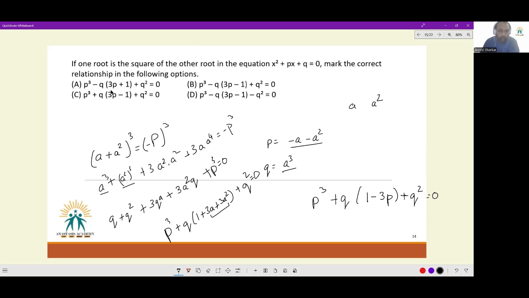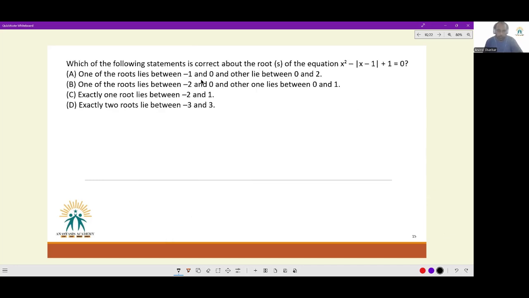Now I look at all the expressions. It is 3p minus 1 or something. So if I have to reverse this, I have to reverse the sign here also, which will get me to p cube minus q times 3p minus 1 plus q square is equal to 0. And this is identical to the second expression. So we'll mark it. This is the technical way. The simpler, more basic first principle way would be simply to take any two roots and then check the options. Your answer will be obtained more easily.